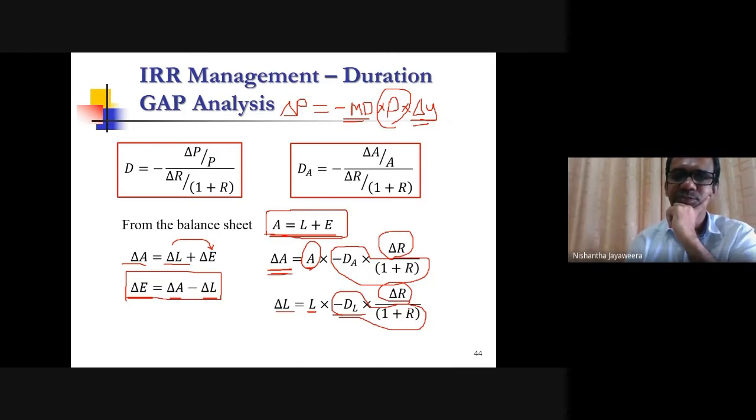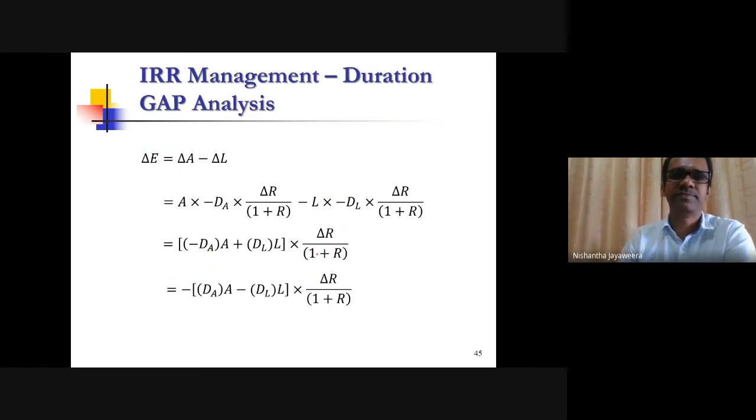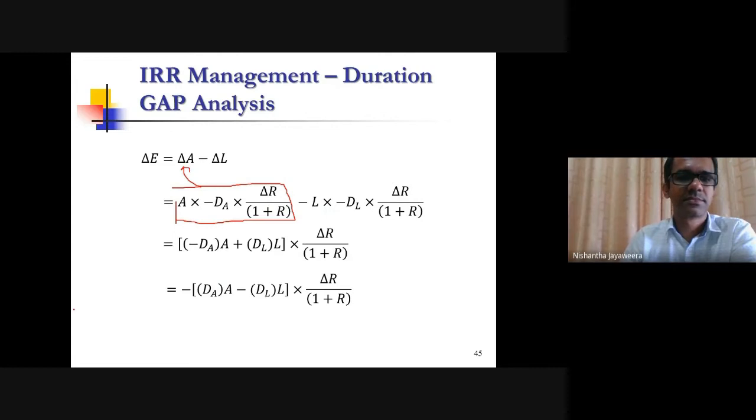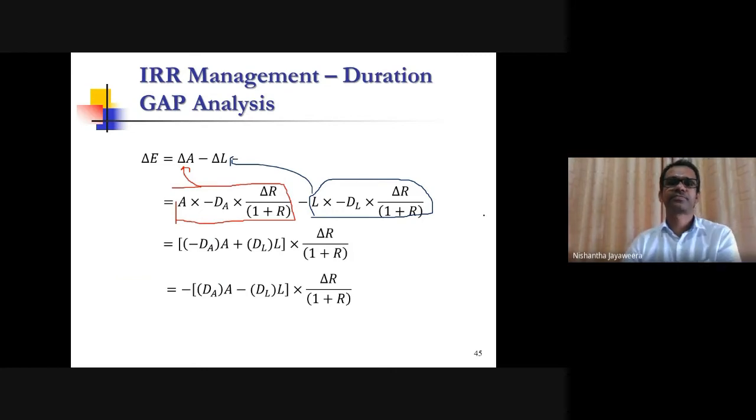So now we are going to combine these together into one equation. What is change in asset? What is change in liabilities? We can substitute these figures. In the next slide, you can see that. This is the change in asset. This part is the change in liabilities.